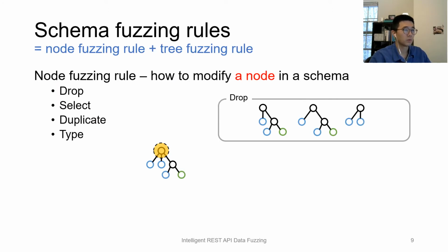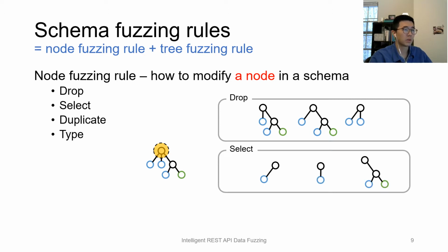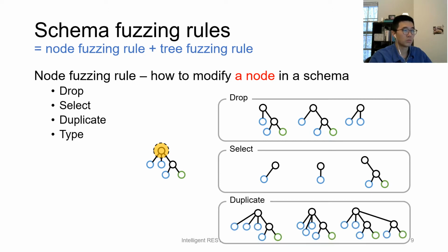The node fuzzing rule defines how to modify a single node in the schema. Here, we implemented 4 different rules: drop, select, duplicate, and type. When applying a drop at a node, we will remove one child from the parent. So in this example, we get 3 different fuzz schemas when we are applying the drop at the root node. Similarly, we also have select to keep only one child, and duplicate to make a copy of the child. So they're mostly targeting changing the structure of the schema.